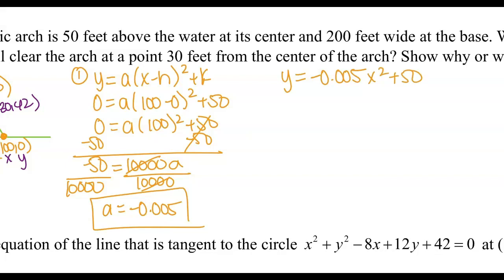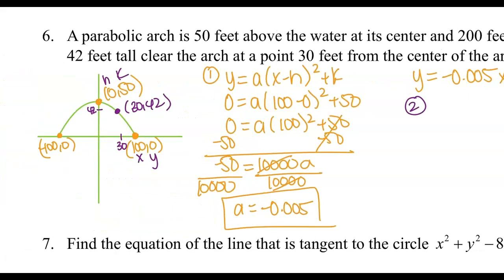Okay, well, that doesn't answer the question. It didn't ask for the equation. It asked, does it clear a height of 42 feet and a width of 30 feet? So let's see if we do that. If we actually take the 30 feet, which is X, I want to see if it'll actually clear that 42 feet, because that's the problem. It's not the 30 feet, it's the 42 feet.